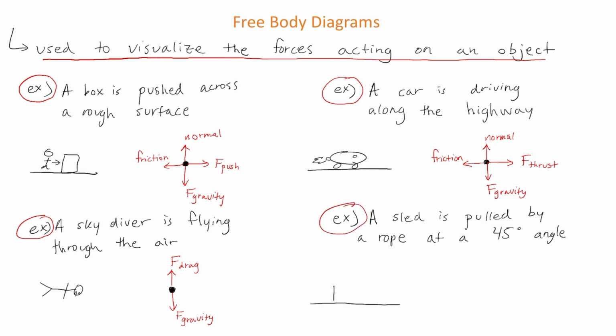Finally, we have our last example, which says a sled is being pulled by a rope at a 45-degree angle. And we know because there's a rope that we're going to have a tension force. And we will draw that tension force at a 45-degree angle because the rope is being pulled at a 45-degree angle. And then we have to draw the gravity vector because the force of gravity is pushing down on the sled. And because the sled is moving along a surface, the surface is pushing back up on it. That's the normal force. And we can also assume that there's going to be some friction between the surface and the sled, and we can draw the friction force just like this.